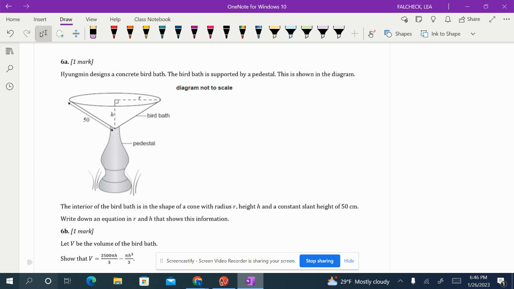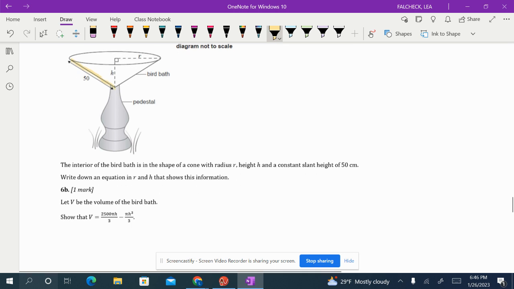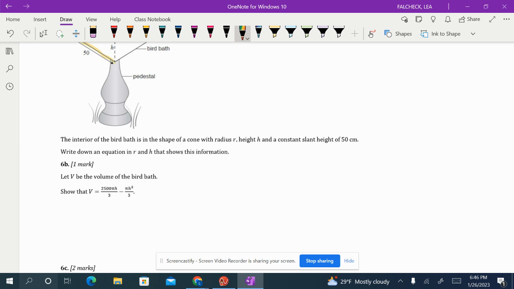Youngman designs a concrete bird bath. The bird bath is supported by a pedestal. This is shown in the diagram. The interior of the bird bath is in the shape of a cone with radius r, height h, and a constant slant height, so this is the slant height of 50 centimeters. Write down an equation in R and H that shows this information.